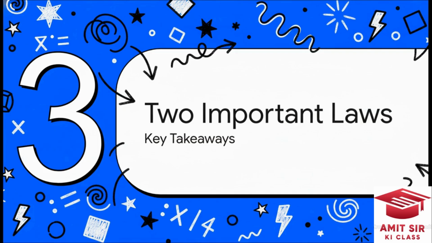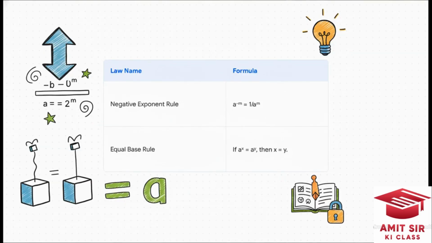So we've knocked out both problems. Before we wrap this up, let's do a quick recap of the 2 super powerful exponent laws that got us through this. Okay, so here are the big takeaways. First, that negative exponent rule. Remember, to get rid of a negative exponent, just flip the base. Easy. And second, the equal base rule. If the bases match on both sides of an equation, you can just set the exponents equal to each other. These 2 rules will get you out of a lot of jams.